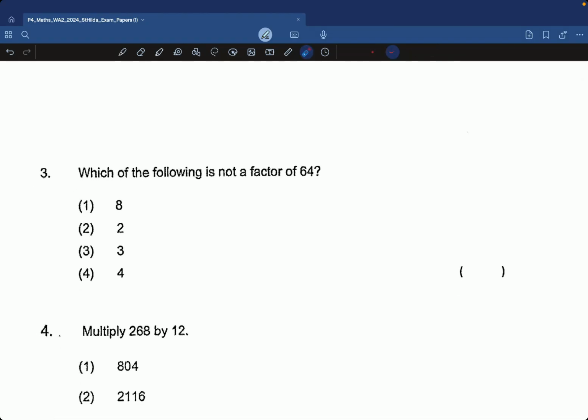Which of the following is not a factor of 64? So what is a factor? It's similar to the multiple itself. So basically, for factors, you have 64, right? Divided by something equal to something, right? So that's what factors are. So can 64 divide by 8? Yes, you can. You know the answer is 8. So the option is 8. What about 2? 64 divided by 2? Yes, we can. This will be 32.